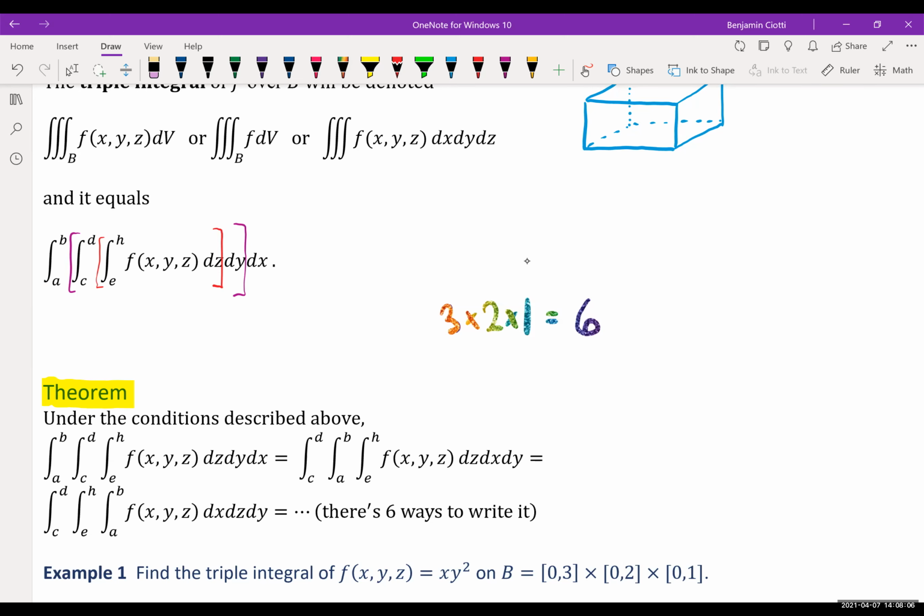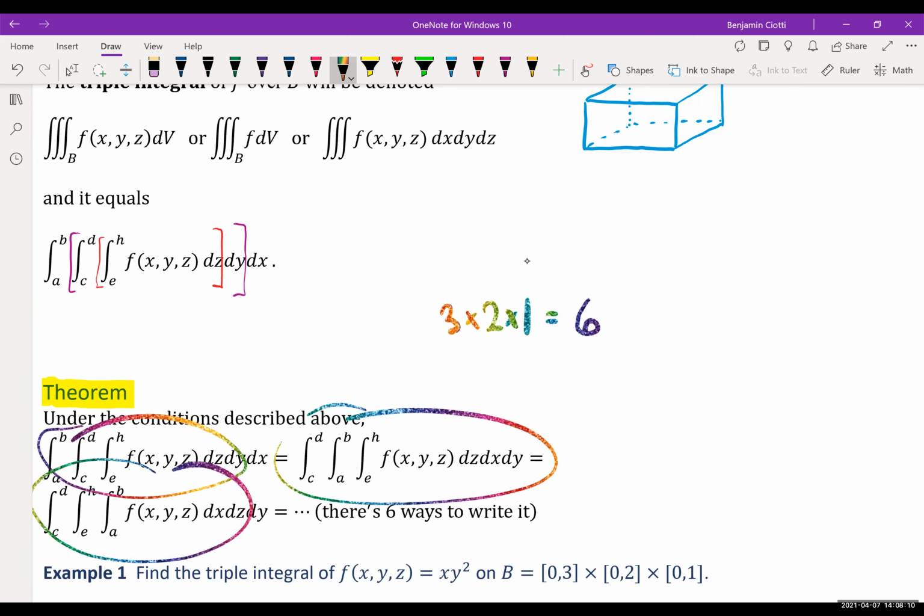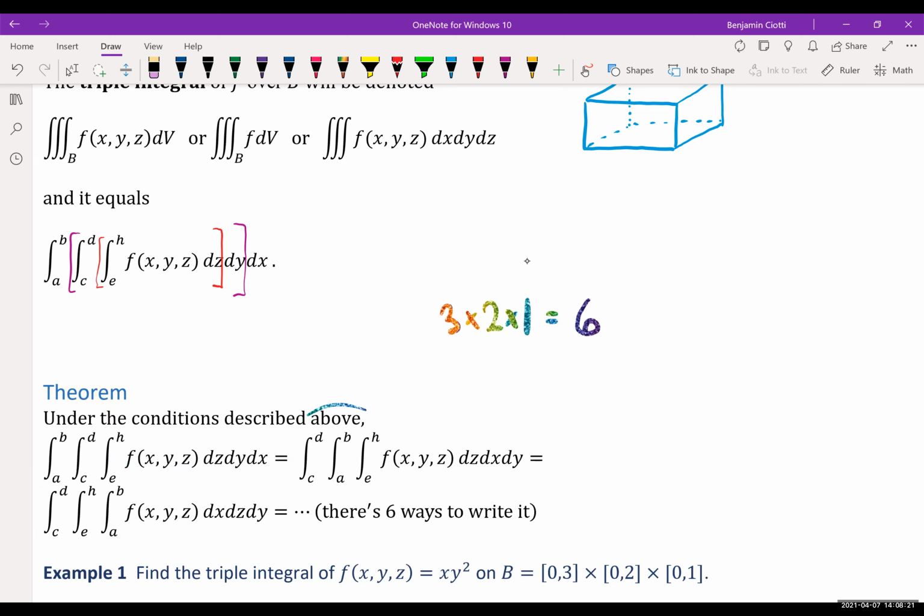And I didn't want to write all 6. So I wrote 3 of them right here. But like I said, there's 6 total. So I'll leave it to you to figure out what the remaining 3 ways are. Like you can see here in the second one, I decided to interchange x and y. Or in the last one, I decided to integrate x first and then z and then y.